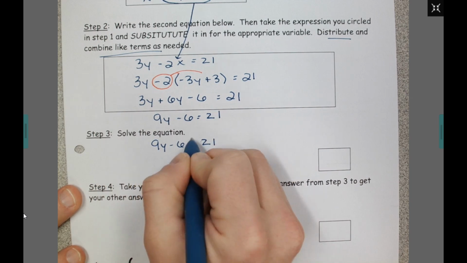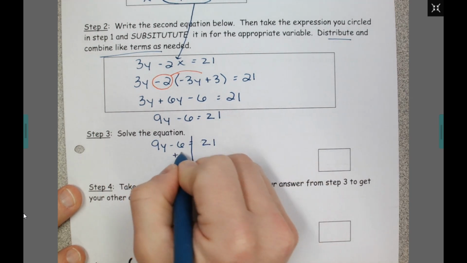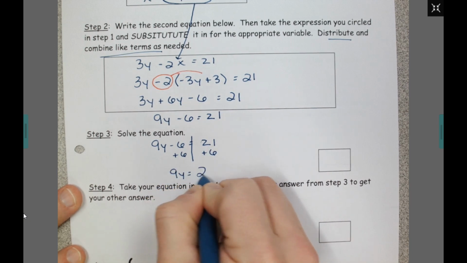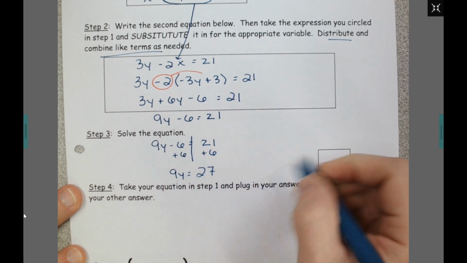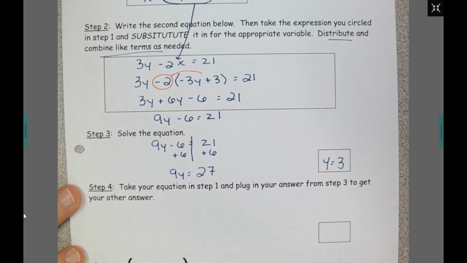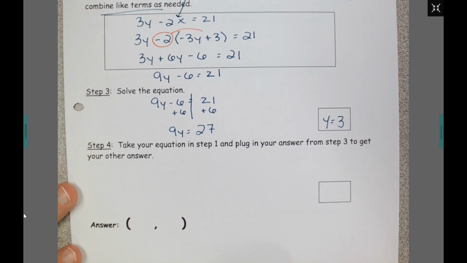Our third step is to solve that equation. Just like we did in the first one, you split it left, right. So add 6 to each side. 9y equals 27. Divide by 9. We get y to equal 3. You remember that for a system, you need an x and a y.